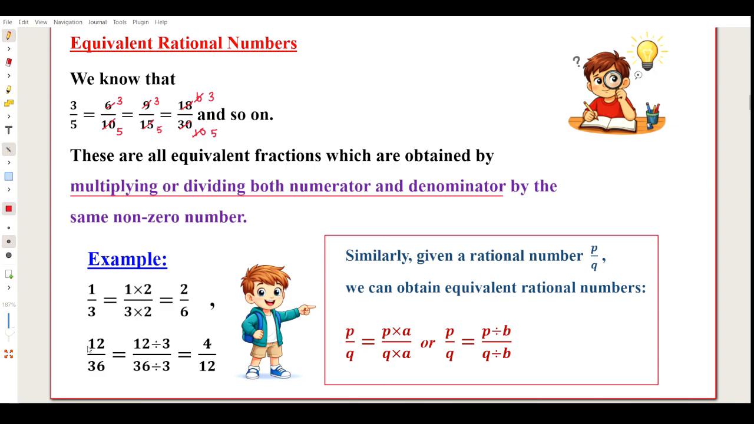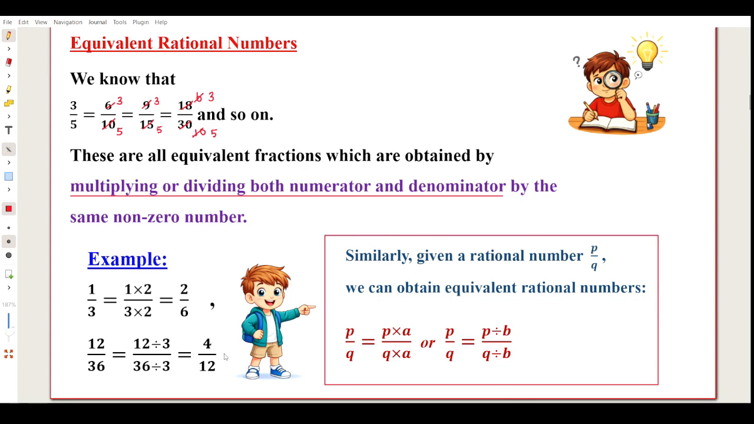Another case, 12 by 36 is given. I want to write the equivalent rational number. For both, the 3 table is coming. Both values are divisible by 3. So I can divide numerator and denominator by 3. If I divide by 3, we are getting 4 by 12, which is an equivalent rational number.